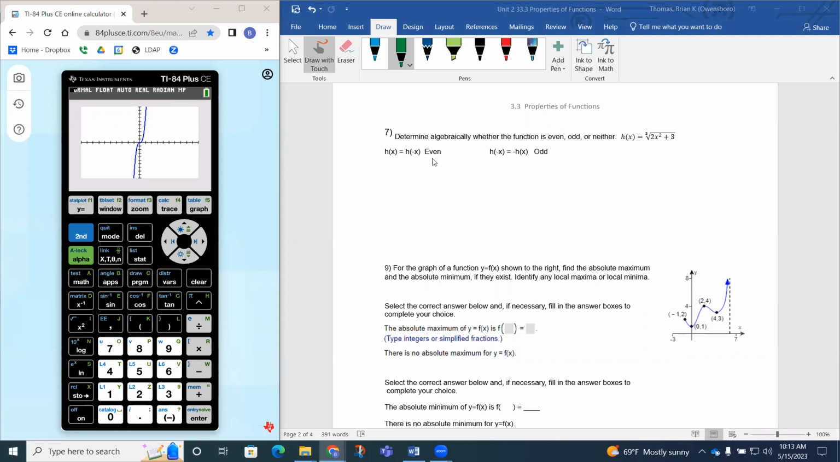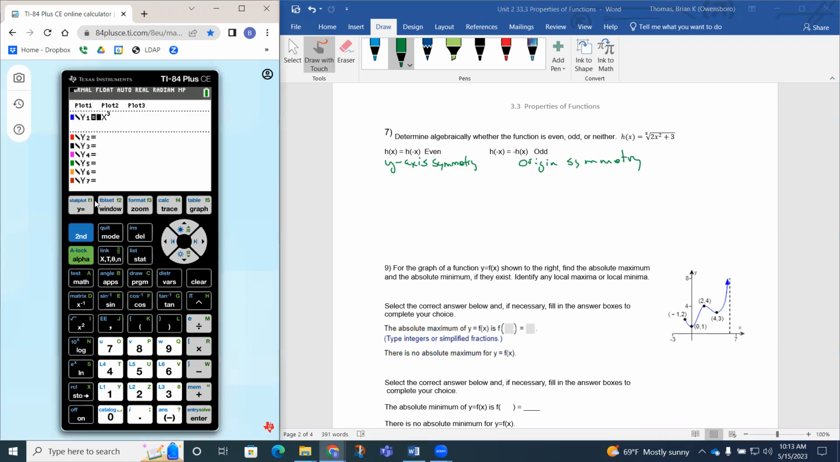So I do know that even functions have what's called y-axis symmetry, and odd functions have point symmetry, or we call it origin symmetry. So if I want to graph this, y equals, clear that off and do the cube root. If I hit the math button, cube root is number 4. I type in 2x squared plus 3.